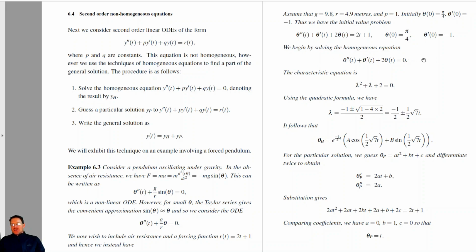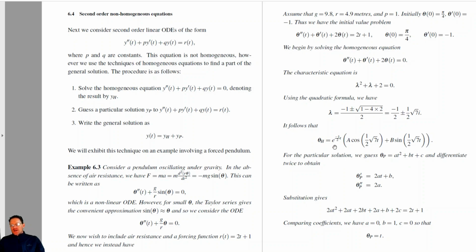So we set out the homogeneous equation, and from there we write down the characteristic equation. Now we've got to solve this characteristic equation. In this case, the factorization does not look easy, so we go for the quadratic formula, but the inside of the square root is negative. So we have 1 minus 8, which is minus 7. We write that as root 7 i. So lambda is equal to minus a half plus or minus a half root 7 i. So our real part is minus a half, and our imaginary part is a half root 7.